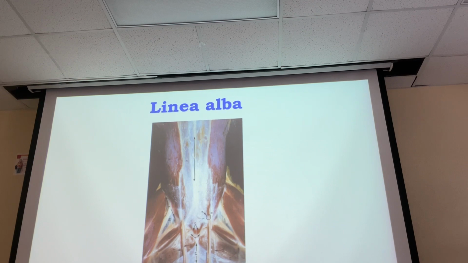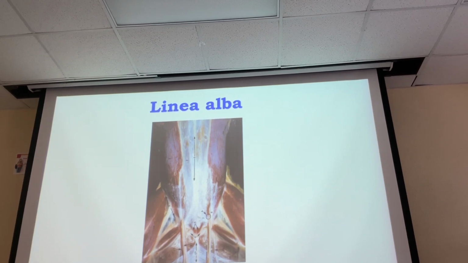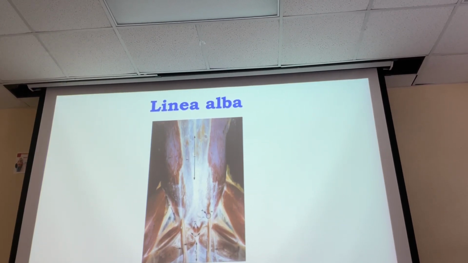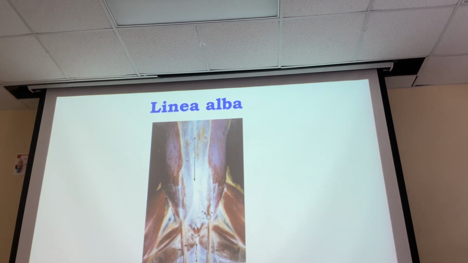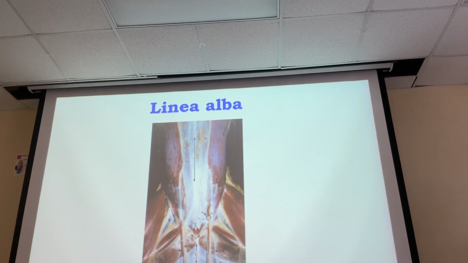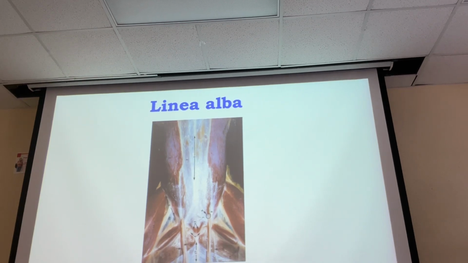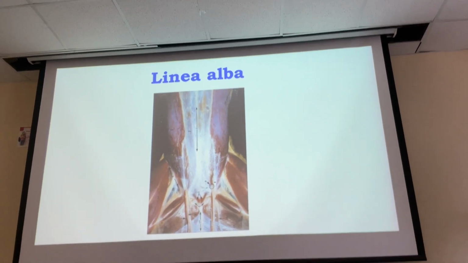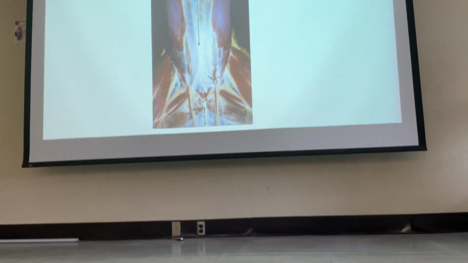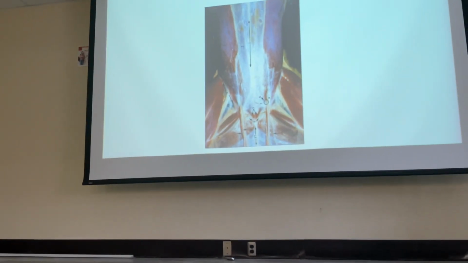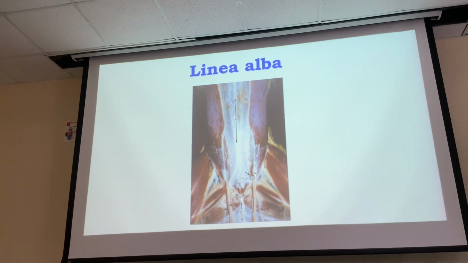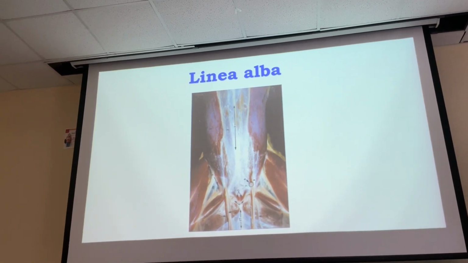What's this muscle here? Cremaster muscle. It is coming from where? The cremaster muscle is coming from the internal abdominal oblique. No problem. Okay, the cremaster muscle is coming from the internal abdominal oblique.